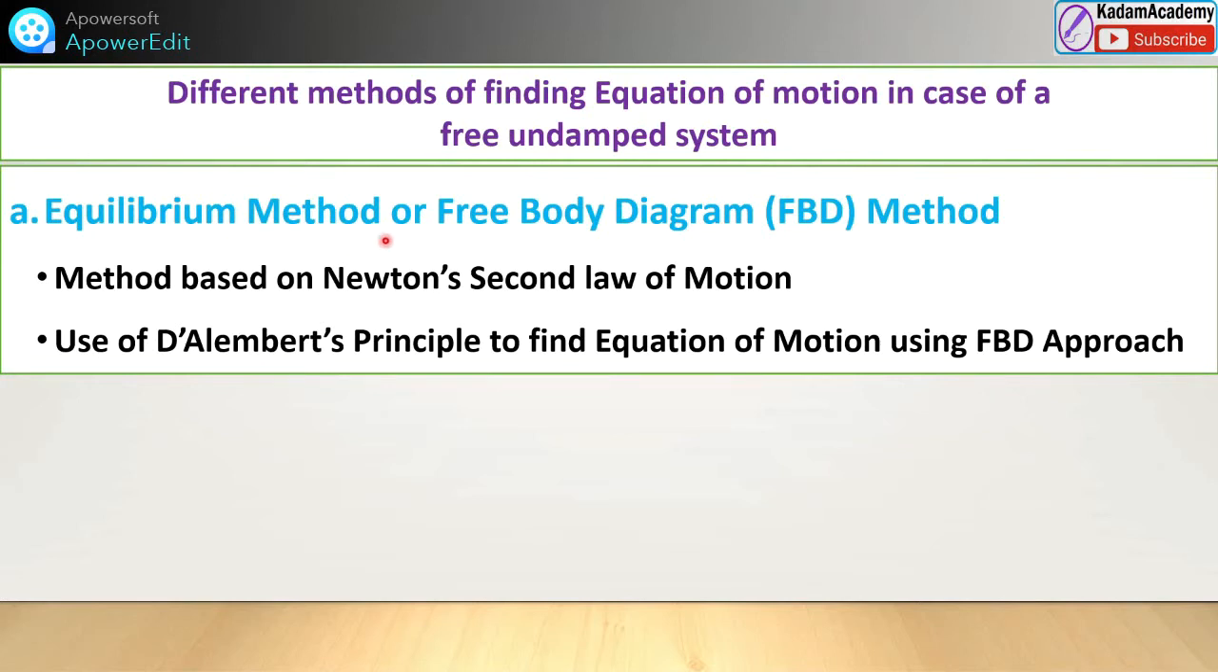The first is the equilibrium method, or the free body diagram (FBD) method. Under this method, there are two approaches: one based on Newton's second law of motion, and the second using D'Alembert's principle. Both find the equation of motion using the free body diagram approach.